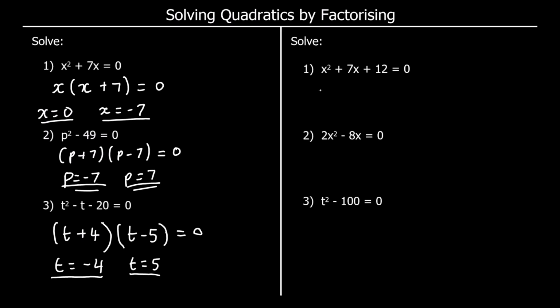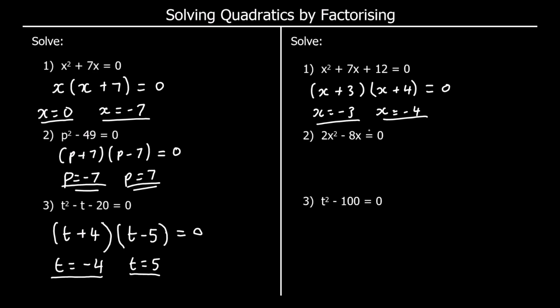Question 1, we're going to have double brackets, x in both. What multiplies to make 12 and adds to make 7? It's a 3 and a 4, plus and a plus. So what is x? X can be negative 3 to make the first bracket 0, or negative 4 to make the second one 0.